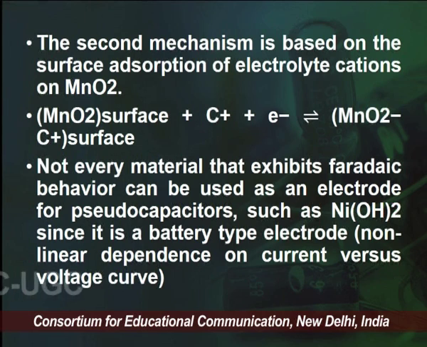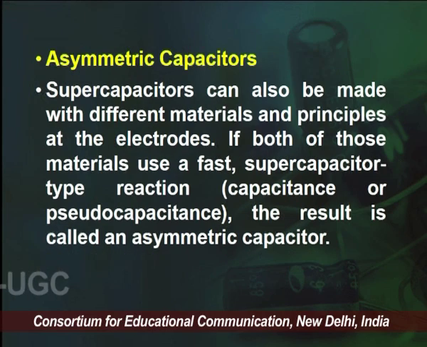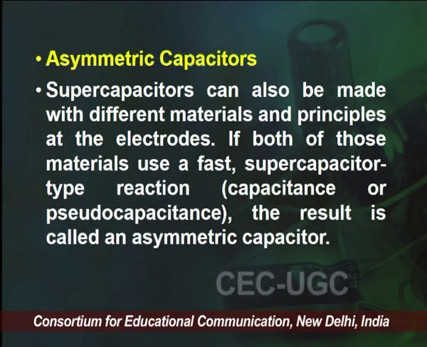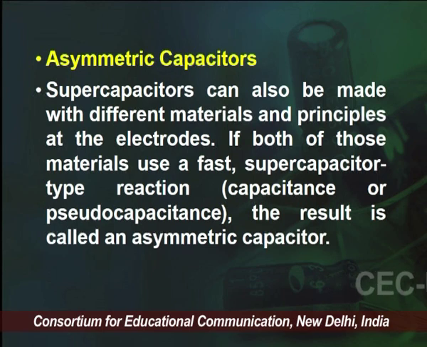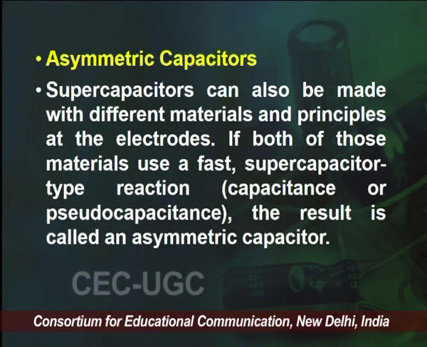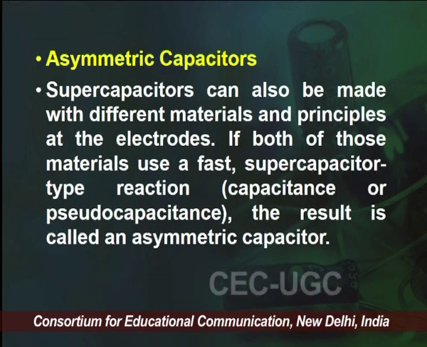Not every material that exhibits Faradic behavior can be used as an electrode for the pseudo capacitor, such as Ni(OH)2, since it is a battery type electrode, without a linear dependence on the current versus voltage curve. Another type of capacitor that comes under the asymmetric capacitor is the hybrid capacitor. We already discussed in the previous lecture what the hybrid capacitor is, but here we discuss it in detail.